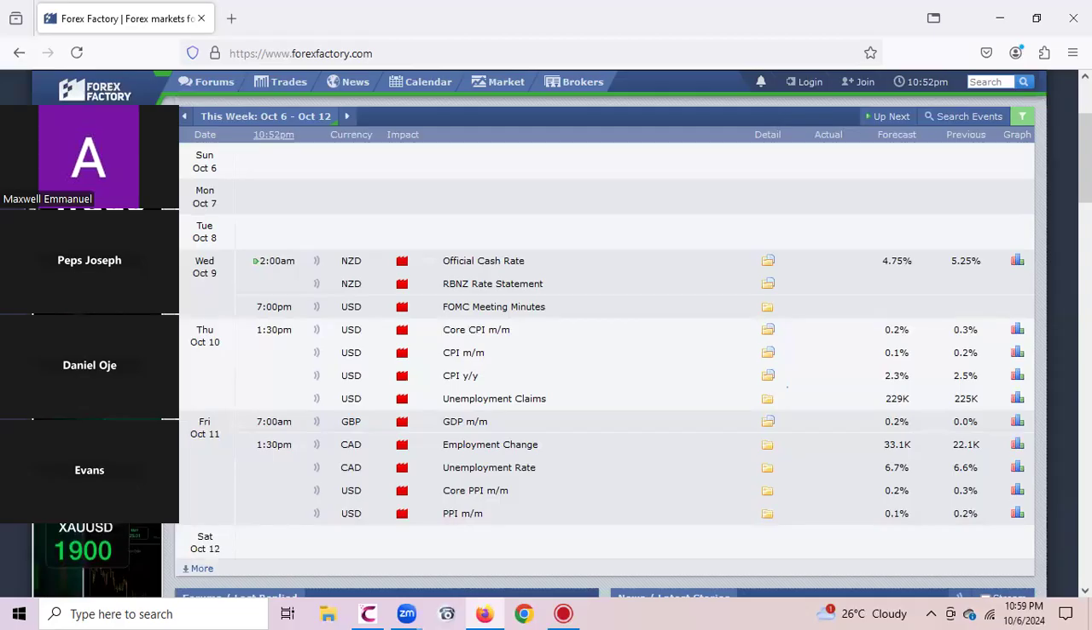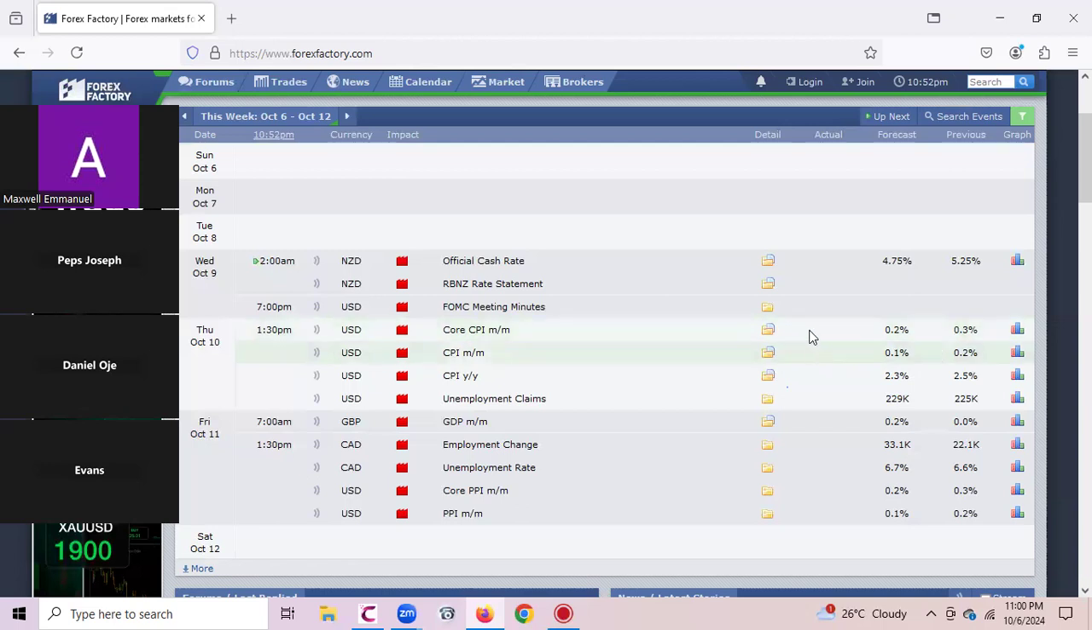Monday, Tuesday, no major news. Wednesday, two major news from New Zealand and one major news from the United States. Then on Thursday, core CPI, Consumer Price Index, will be released. So what is the expectation? The previous was 0.3%. Then the forecast is 0.2%. They're expecting a decrease. That's the forecast. Okay, so we wait for the actual data to be released.